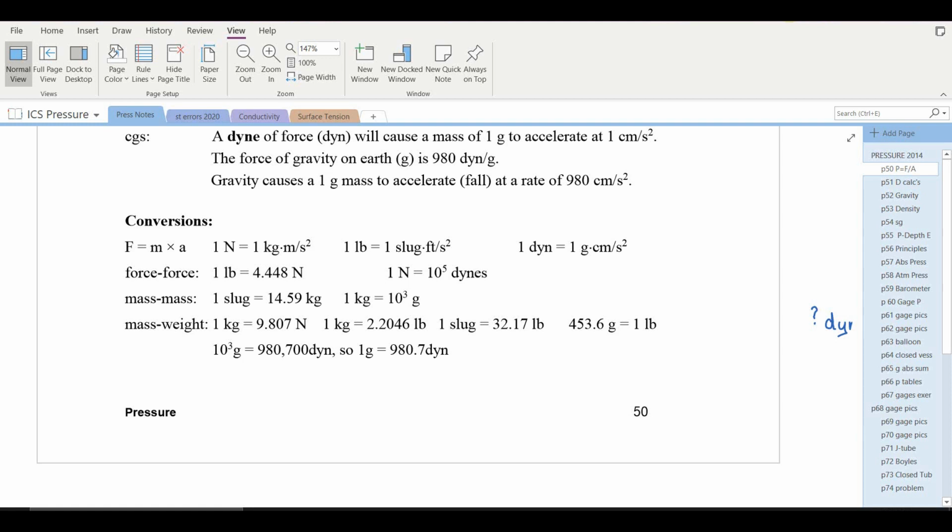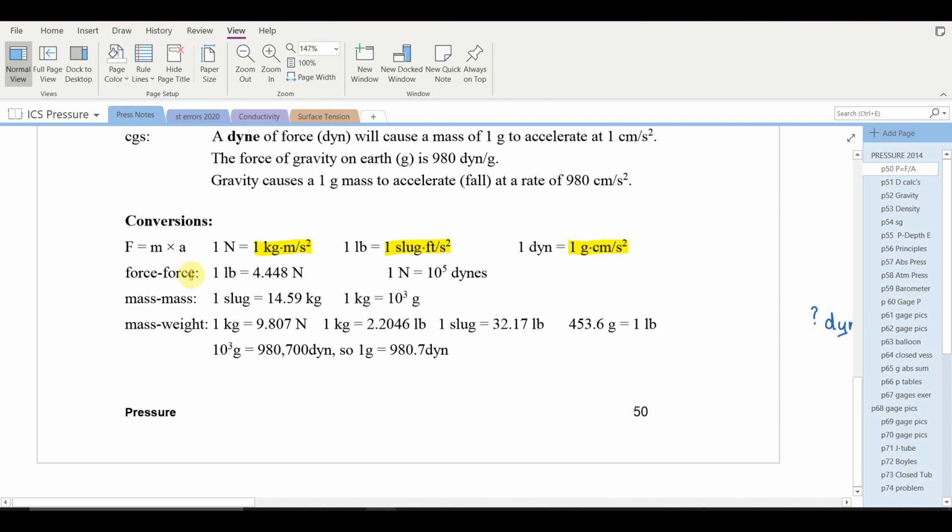Since a newton is the force that would accelerate a kilogram mass at 1 meter per second squared, the units of a newton are kilogram meter per second squared. And since a pound force causes a 1 slug mass to accelerate at 1 foot per second squared, the unit of pound is a slug foot per second squared. And since a dyne force will cause a 1 gram mass to accelerate at 1 centimeter per second squared, the unit of dyne is a gram times centimeter per second squared.